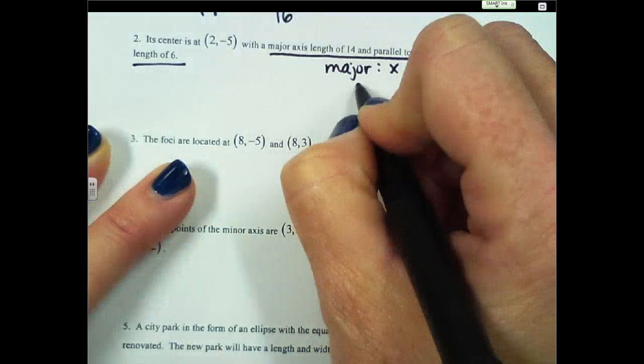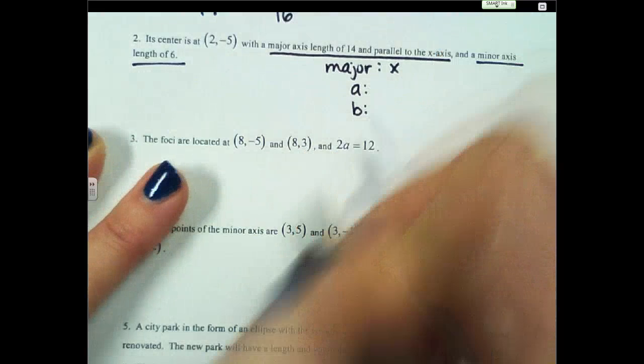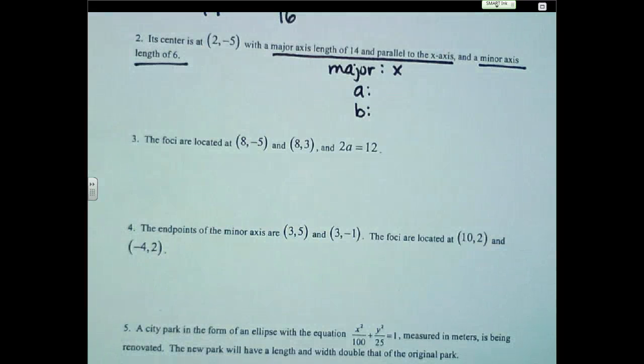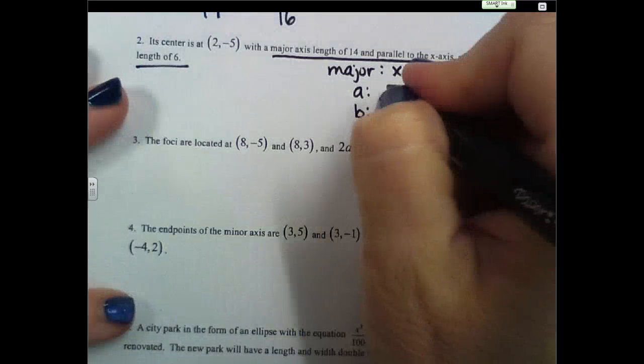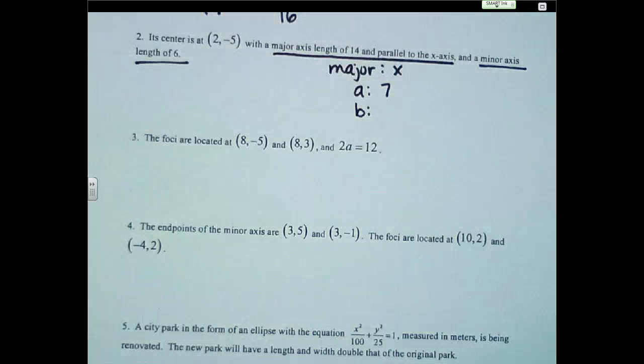Well, I need to know what A and B are. What do you think A is? The major length is 14. What's A? 7. Good. It's 7. The whole axis length is 14. So how much is just A? 7. And then the minor axis length is 6, so the whole length of the minor is 6, so what's just B? 3, half of it, 3, right?